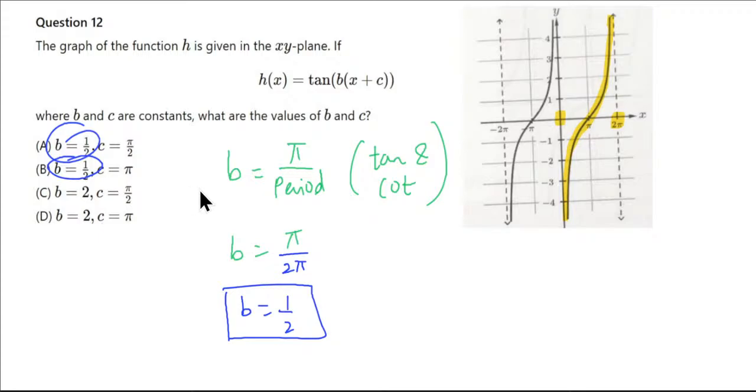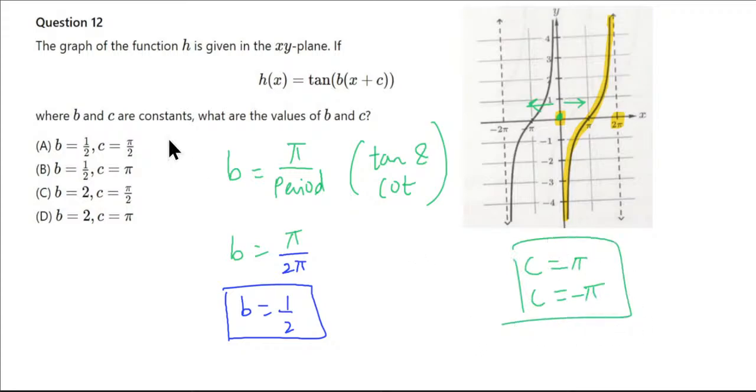Okay. What about the c value? The c value just tells us the horizontal shift with respect to the parent function, and we know that the parent function passes through the origin. So we can think about this function as either moving right by pi units or left by pi units. Both could work. So the c value can be pi, or it can also be minus pi.